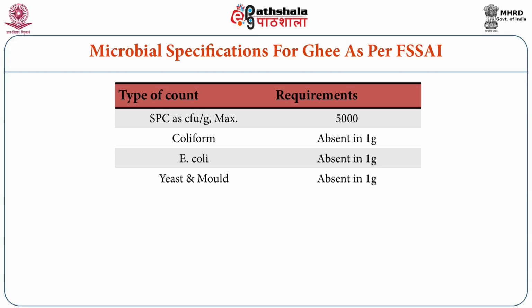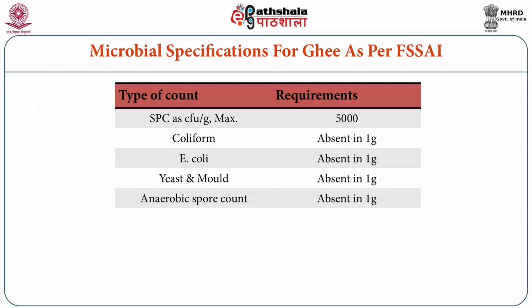The second one is yeast and mold count, which should again be absent in 1 gram. Supposing you are getting a yeast and mold count, it indicates contamination from the surroundings from where your ghee is prepared or packaged. So again, take strict hygienic practices so that you get absent in 1 gram in terms of yeast and mold. Anaerobic spore count.